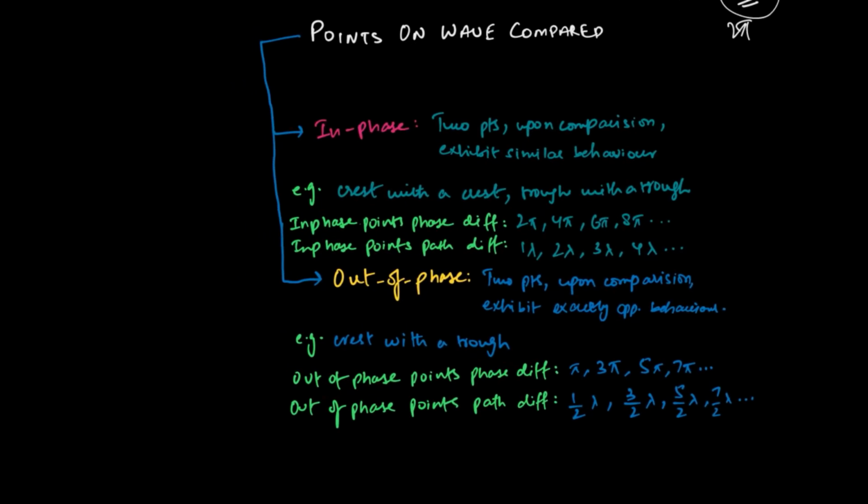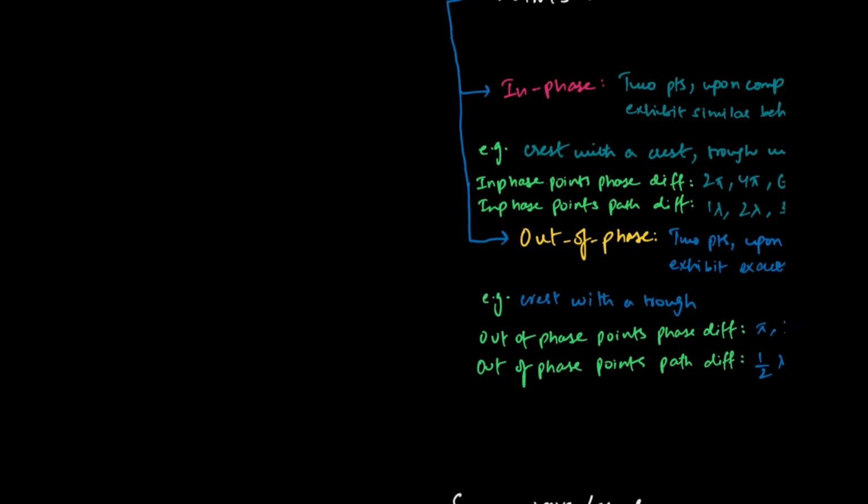so basically there are two types of links between points on a wave. So the first one is in phase points, and the other is out of phase points. What are in phase points? In phase points are 2 points that, upon comparison, exhibit similar behavior. Example: crest with a crest, trough with a trough. So what does this mean? This basically means that they are moving in the same direction and they have the same velocity. So let's say we have a wave.